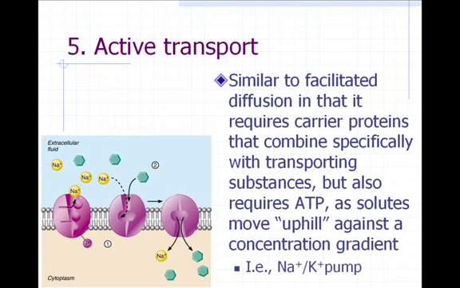Active transport's the next transport process, and I guess the remaining ones that we'll see here are all active transport processes. They're called active because ATP is involved. So it says here, similar to facilitated diffusion in that it requires carrier proteins, but it also requires ATP, as these solutes are going to move uphill against a concentration gradient.